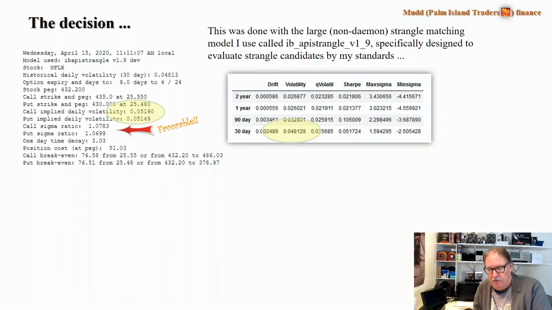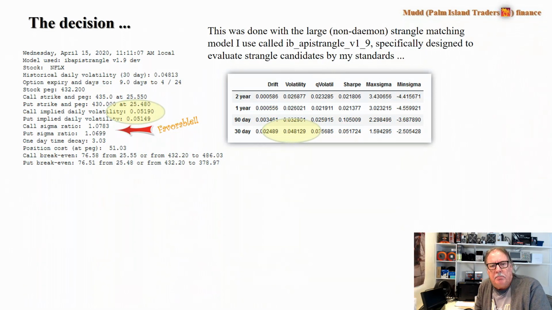So we get this favorable stuff because the sigma ratio is only 1.07 and it's Friday. Now that's a bit unusual, the sigma ratio, because the implied volatility starts going straight up as you approach the earnings. You'll see it when we track Monday and Tuesday. I'll include that in the next video.